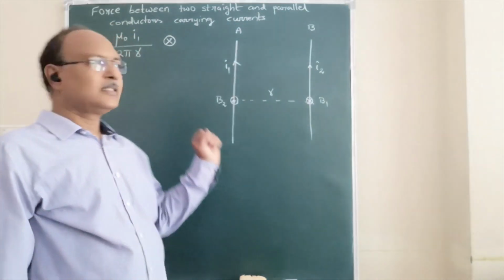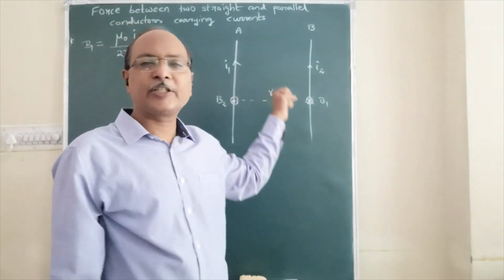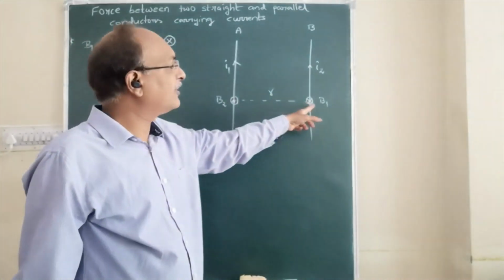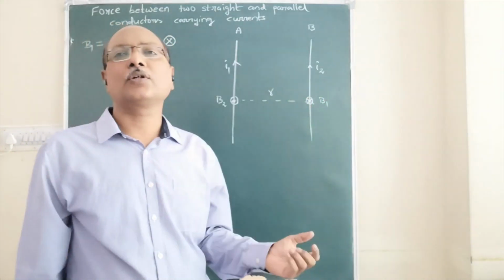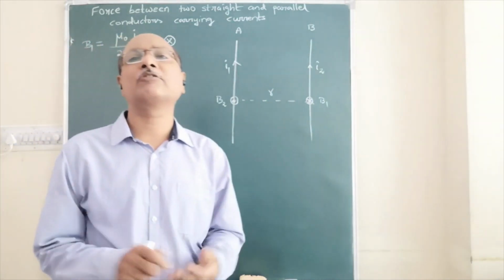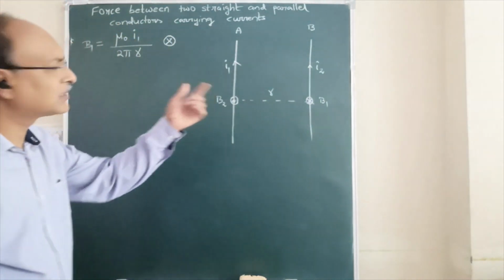Now, the second conductor B is carrying a current I2. Now, this conductor is in the magnetic field B1, so it will experience a force. So, F is equal to I L cross B, that is, B I L sin theta. So, you can use that formula.